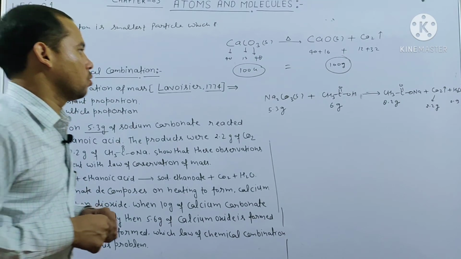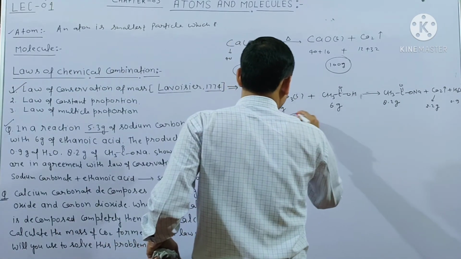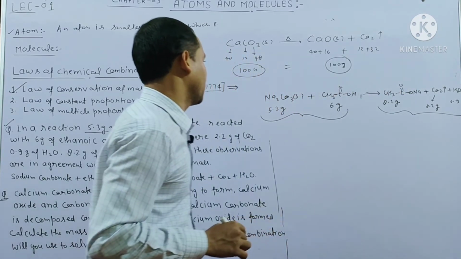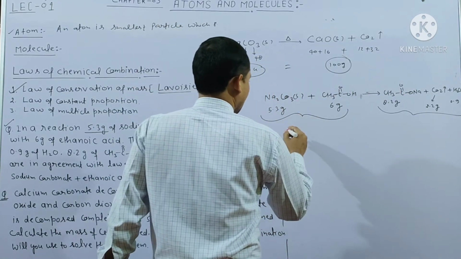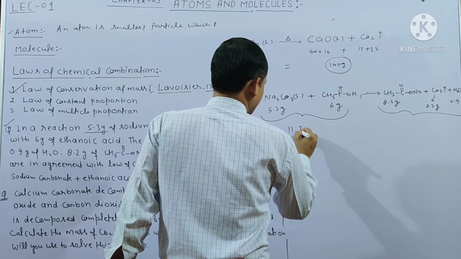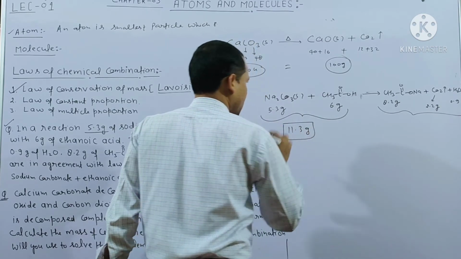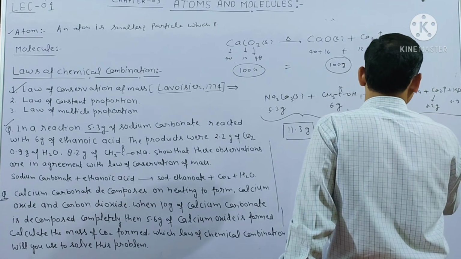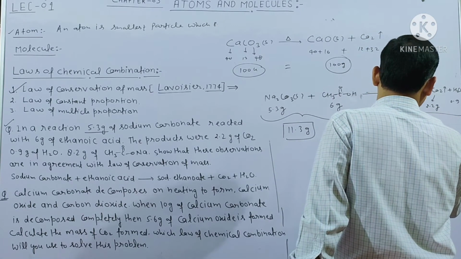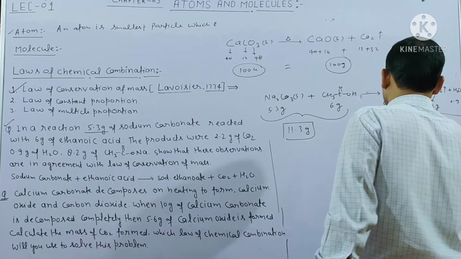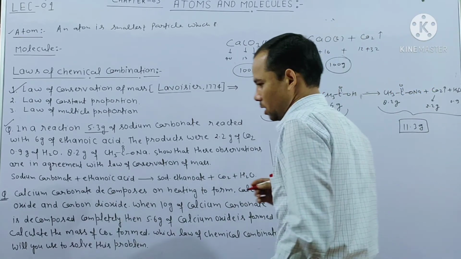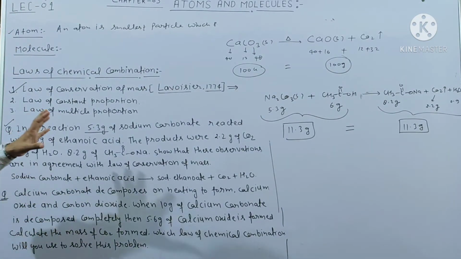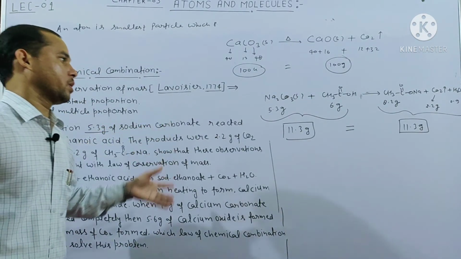So first of all, you add all the mass of the reactant and total mass of the product. Okay. So now, what is the mass of the reactant? 5.3 plus 6 is 11.3 gram, the mass of the reactant. And now, what is the mass of product? 8.2 plus 0.9 plus 2.2 is 11.3. So here the total mass of reactant is equal to the total mass of product.